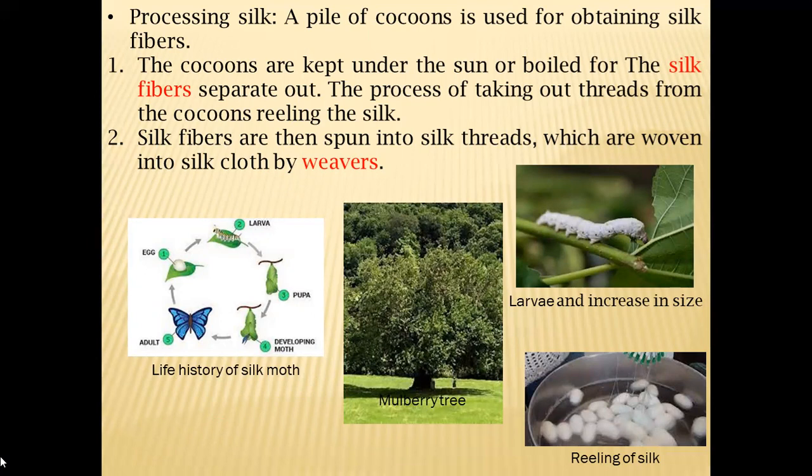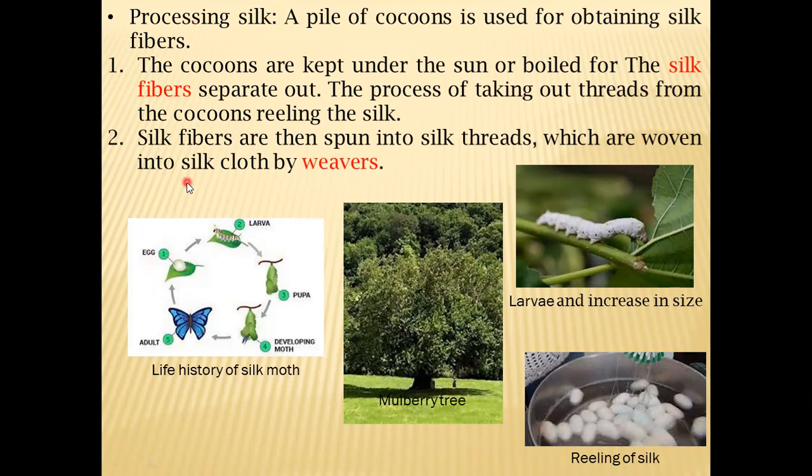There are only two points in this. The cocoons are kept under the sun or boiled. They are also steamed for the silk fibers to separate out. This process of taking out threads is known as reeling of silk. This is also a very important definition, children. Remember this: the process of converting cocoons into silk fibers is known as reeling of silk.